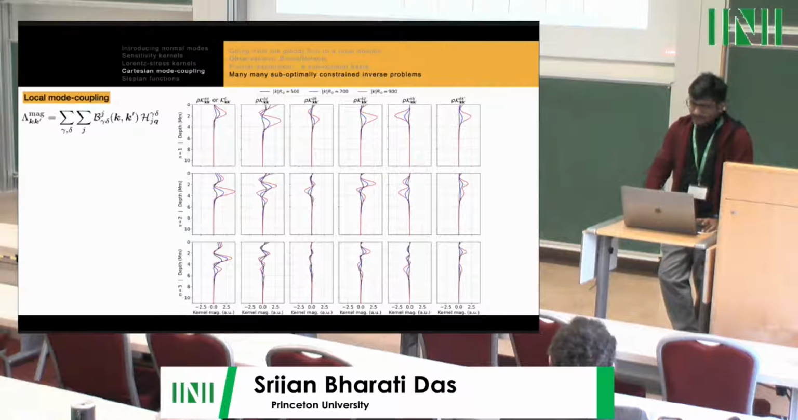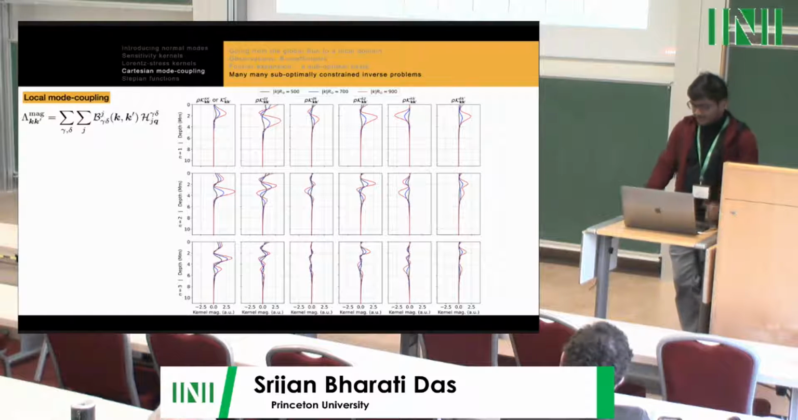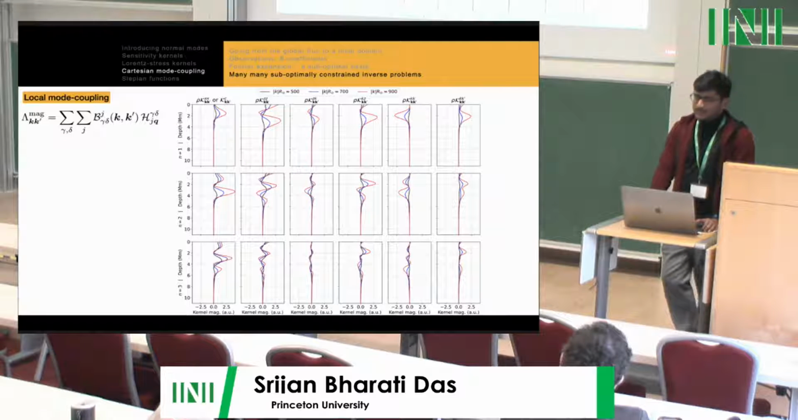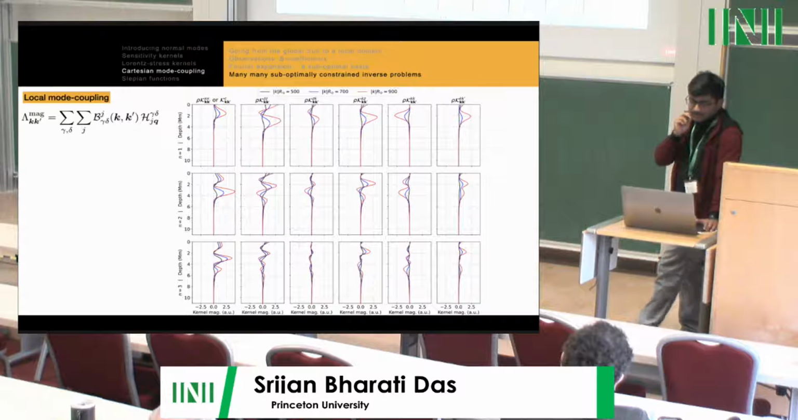But I went ahead and tried to find these kernels for the local case using plane waves. We were very optimistic and thought we'd have amazing inversions. But because of the reason I told you, the inversions look pretty bad, which I'll show in a bit. And that made us think that we should change the plane wave basis into something else.